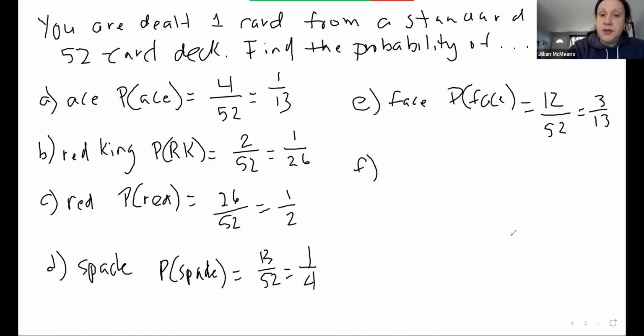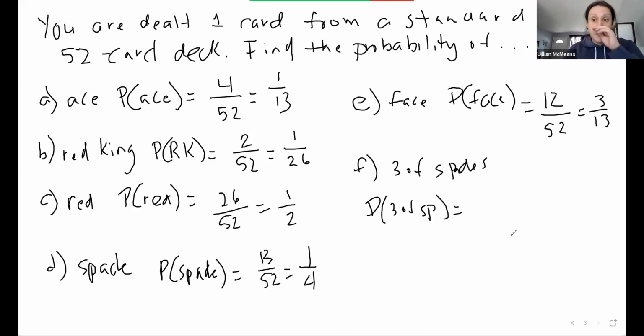Finally, we want to know the probability of getting the 3 of spades. Forgot my A. So we want the probability for the 3 of spades. Well, within the spades, you have an ace, a 2, a 3, a 4, a 5, a 6, a 7, an 8, a 9, a 10, a jack, a queen, and a king. Only one of those spades that I just listed was a 3. So that's going to be 1 out of 52. Okay, so out of all 52 cards, only one of them is exactly the 3 of spades.